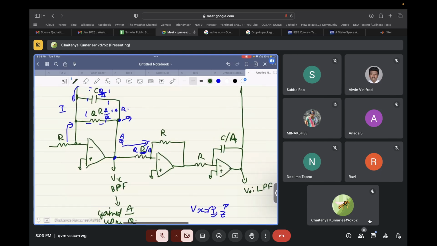Okay, so there is a little mistake over here. If this node increased by a voltage of A by Q, the resistance also had to increase by A by Q so that the current from this remains the same, right? We actually reduced it. So instead of QR by A, this should have been AR by Q.